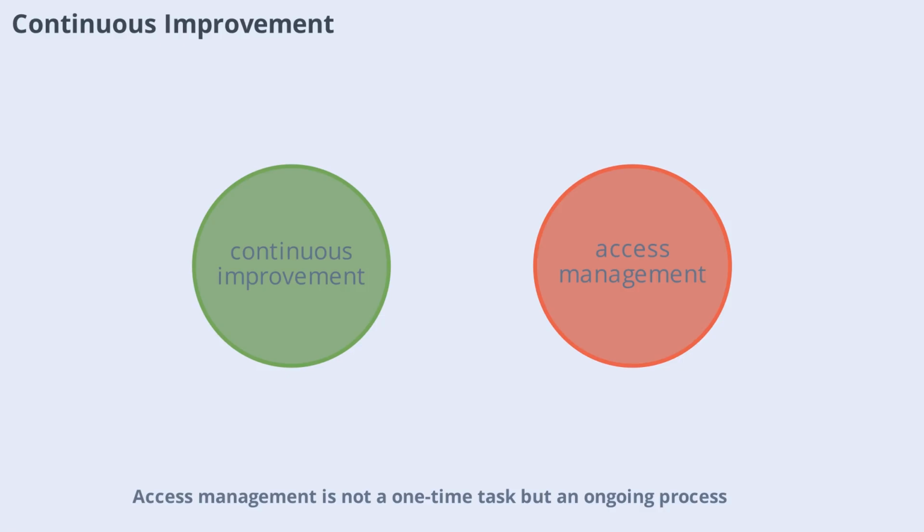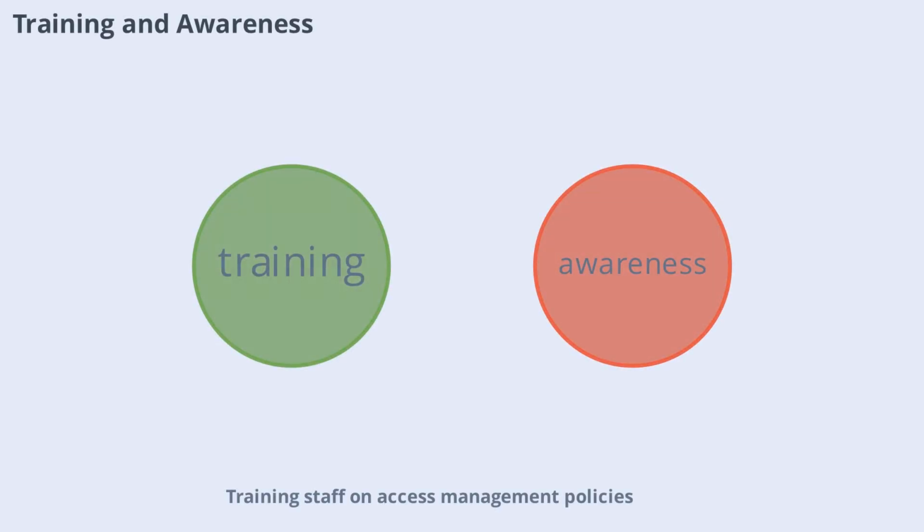Access management is not a one-time task but an ongoing process. Regularly review your policies, update roles and permissions, and stay informed about new threats and best practices. Continuous improvement ensures that your access management strategy remains effective as your organization and the threat landscape evolve. Training staff on access management policies and procedures is essential for maintaining security. Regular awareness programs help users understand their responsibilities and recognize potential risks. Well-informed employees are your first line of defense against security breaches.